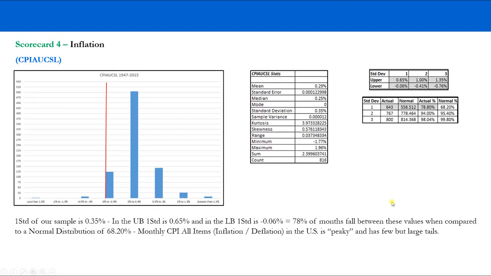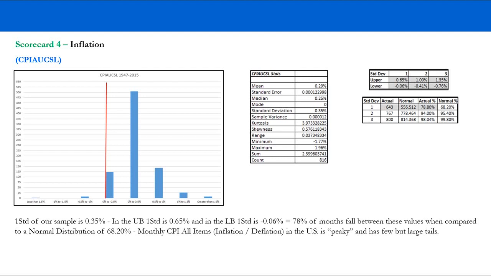Now, what about if we look at the standard deviation analysis? One standard deviation of the sample is 0.35%. In the upper bound, one standard deviation is 0.65%, and in the lower bound, one standard deviation is minus 0.06%. And this occurs in 78% of months. So 78% of months fall between these values, compared to a normal distribution, where one standard deviation would equal 68.2% of the sample.